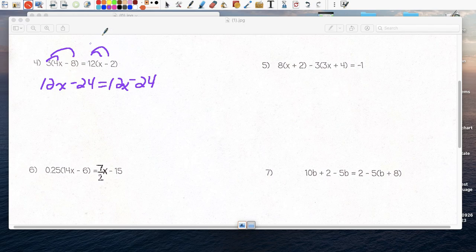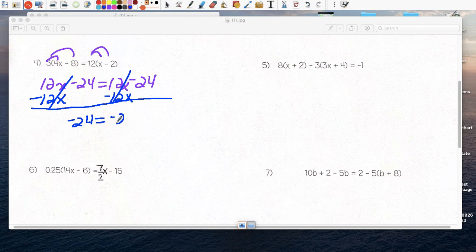But to continue this, our next step would be to get rid of one of the variables. So let's do minus 12x, which actually ends up being the same on the other side. 12x minus 12x goes away, and I'm left with negative 24. On the right side, 12x minus 12x goes away, and I'm left with negative 24.